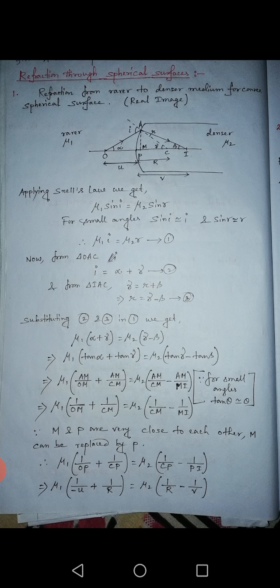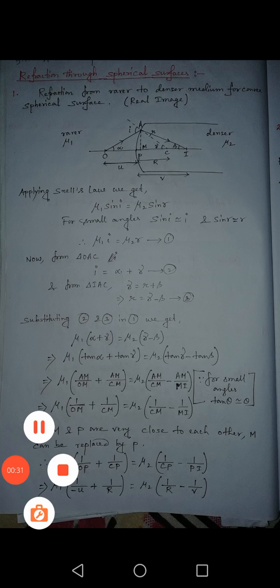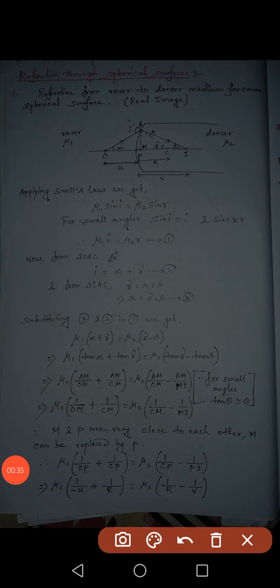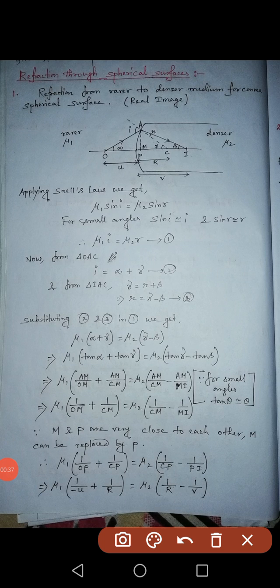Real image, because in this case we are going to get a real image. Now, let us first see how the figure is drawn. So what type of surface is that? It is a convex spherical surface. This surface is a convex surface, and this is a completely different medium. Now what is the shape of the surface?